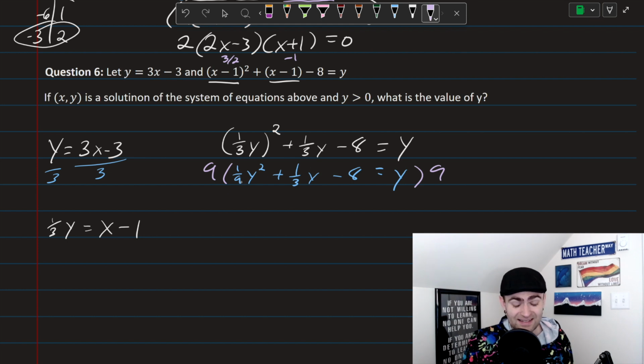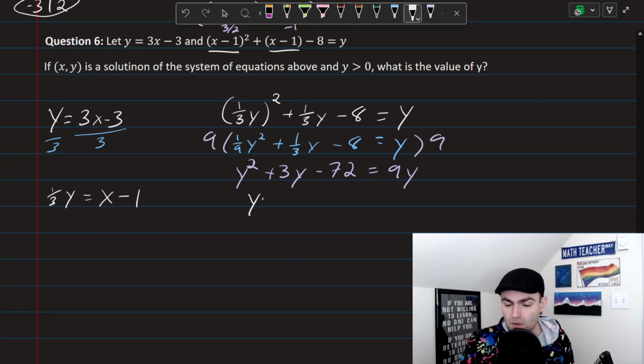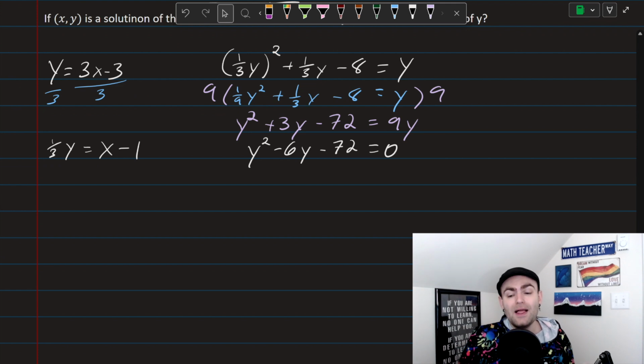So 1/9 times 9 is just 1, so we get y squared. 9 times 1/3 would be 3, so we have 3y. 9 times 8, that's a pretty big number. That's negative 72, and that equals 9y. Now, like we did before, we're going to move all of our terms to one side, so we have 0 on the other. So we have y squared, I would subtract 9y, so that would be negative 6y minus 72 is equal to 0. So I need to find the factors of negative 72 that add to negative 6.